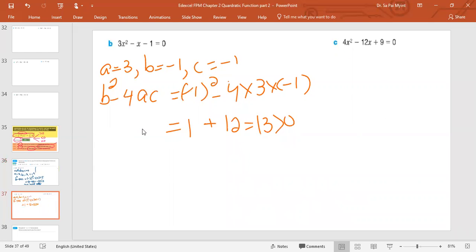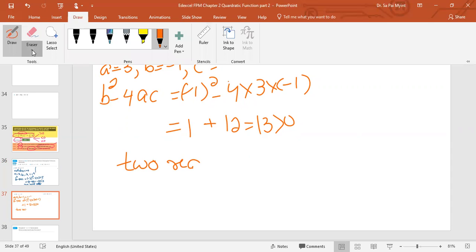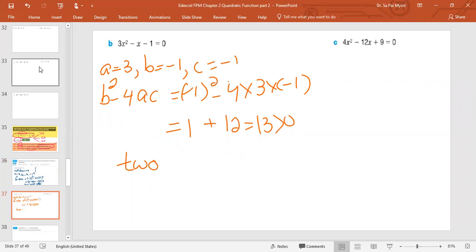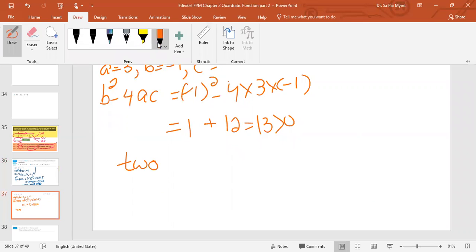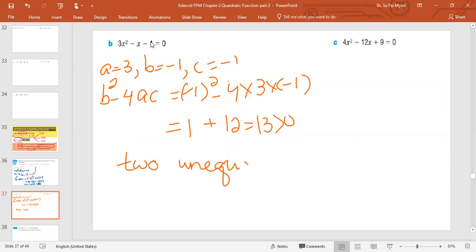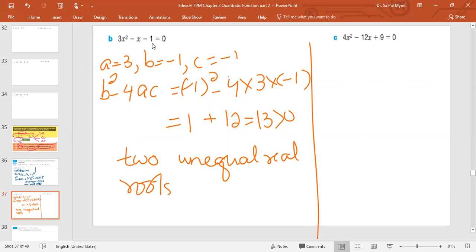That's why there are two real roots. Two distinct real roots. And then C: a equals 4, b equals minus 12, c equals 9.